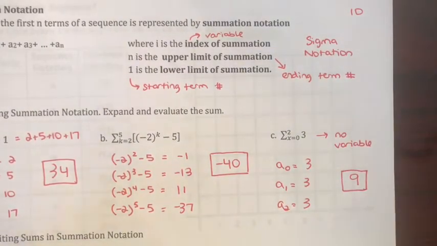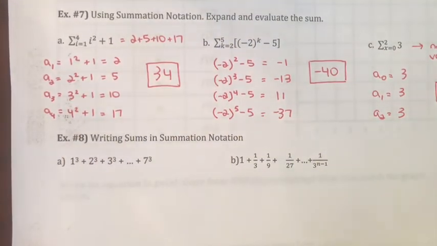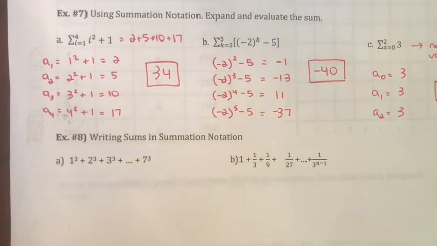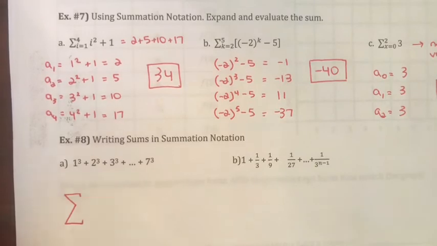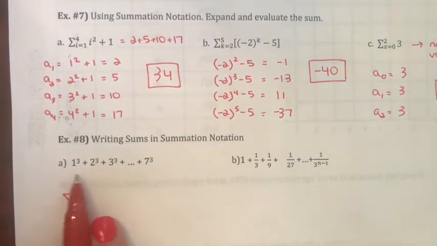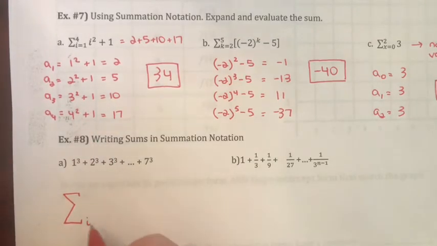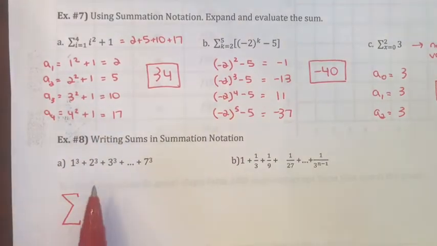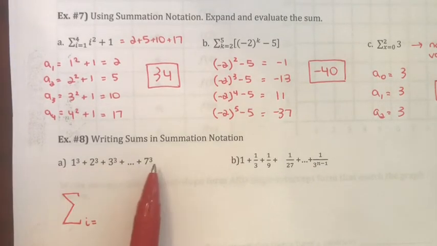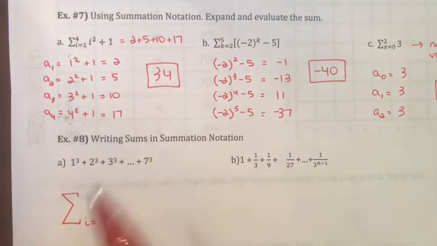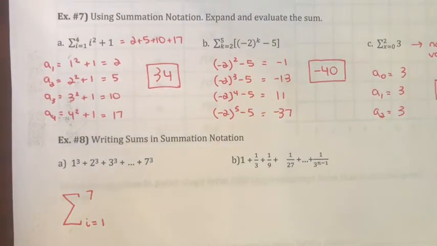Okay. All right, so now what if we're given the sequence, but we want to write it into summation notation? So I'm going to start by drawing the sigma symbol. And we can call the variable whatever we want. Let's call it I. I equals. Now, if you want to check to see what the pattern looks like, notice I'm starting with a base of 1, I'm ending with a base of 7. So I can say I'm going to start with 1, and I'm going to end with 7.